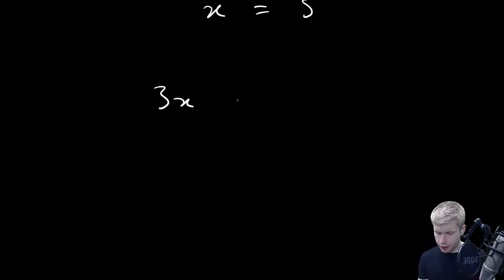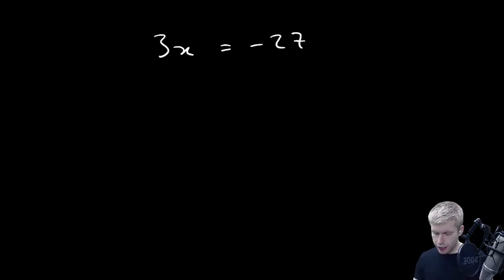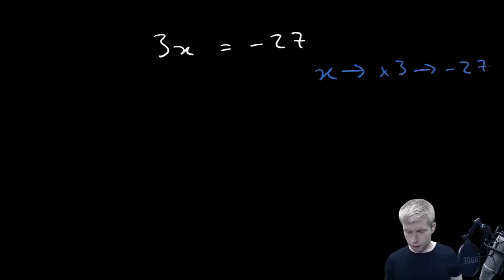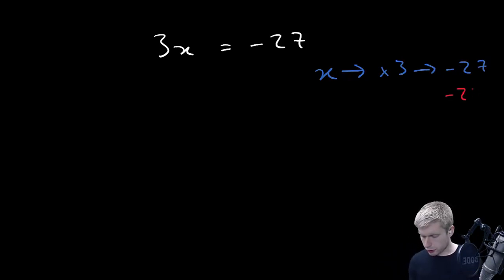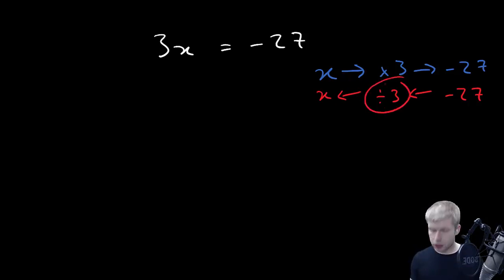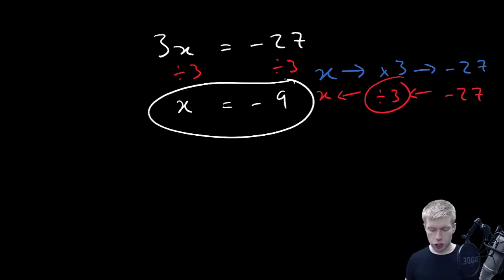Let's try 3x equals negative 27. If we think about this as a chain, we're taking some unknown value, x, timesing it by 3, and we get negative 27. So if we work our way backwards, we start at negative 27, we divide by 3, and we should get back to x. What we're doing is dividing both sides by 3. We can reduce the equation, so 3x divided by 3 just leaves us with x, and negative 27 divided by 3 gives me negative 9. There's the solution to my equation.